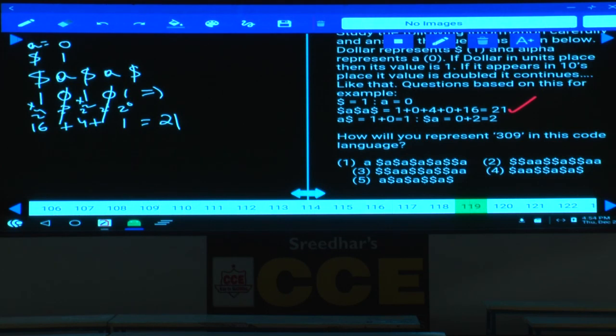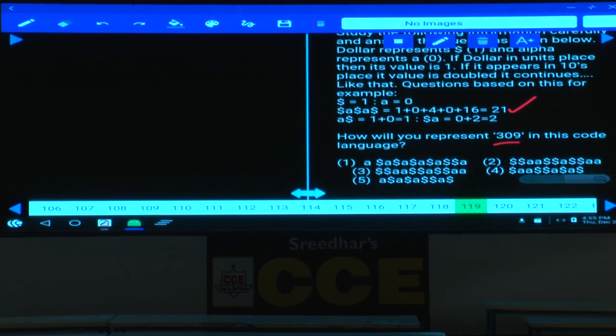Then how will you represent 309 in this code? 309 is given in which number system? Earlier we had discussed how to convert a binary number into a decimal. Now 309 is a decimal number. How do we convert this decimal number into binary? We should divide 309 by 2 till we get 0. How many times does it go? 154. 2 154s are 308 and the remainder is 1.